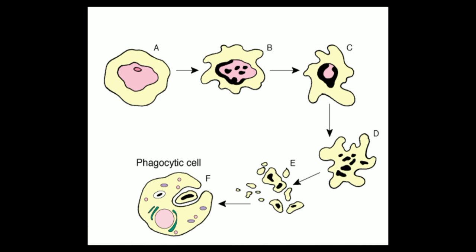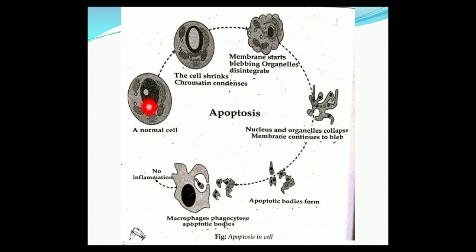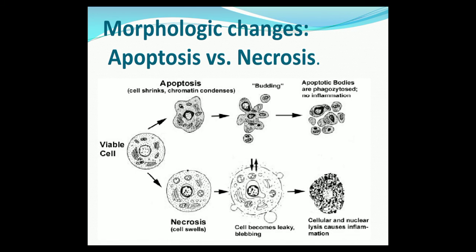Here you can see the normal process. Normal cell, the cell shrinks, chromatin condenses, and after that the membrane starts bleeding, organelles disintegrate. Here you can see the bulges are formed. Then after that nucleus and organelles collapse, membrane continues to bleed. Apoptotic bodies are formed, and these are further engulfed by the macrophages. And here no inflammation takes place. The same process is here.